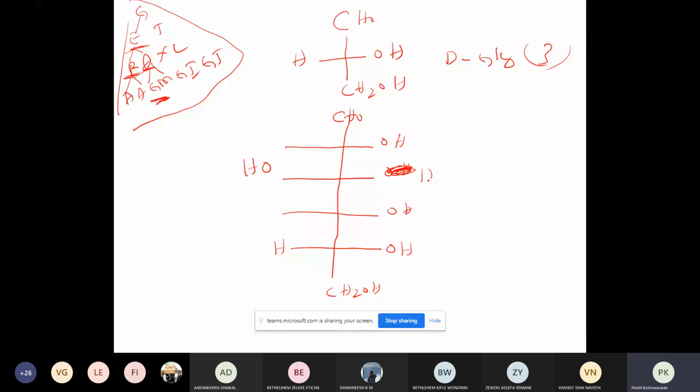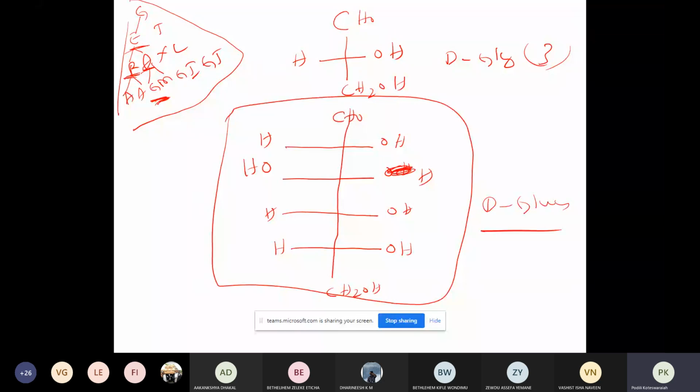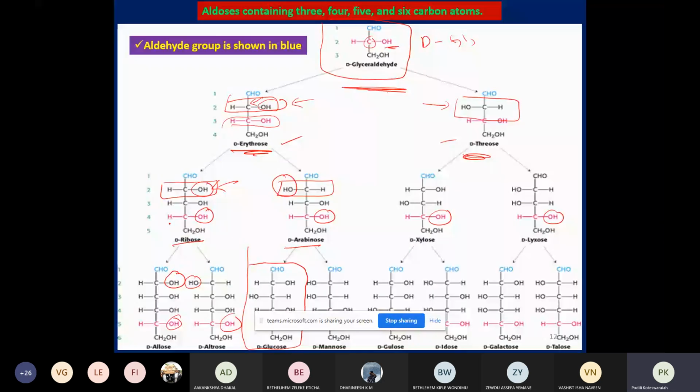CHO, H, OH, OH, H, OH, and so on. This is the structure of D-glucose. When we say D sugar, you can notice that the penultimate carbon, that is the last but one carbon, has the D-glyceraldehyde configuration. In the sense, the hydroxyl group is pointing right. In all these sugars, the hydroxyl group is pointing on the right. That's why they are known as the D sugars.